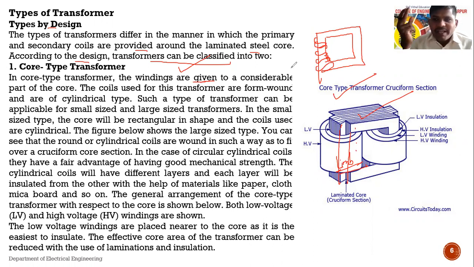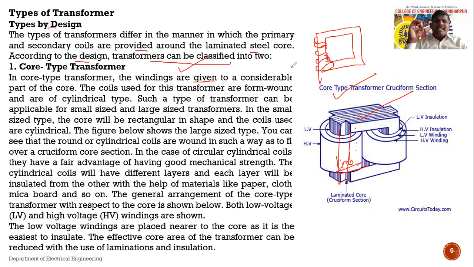कोरच्या भोवती वाइंडिंग वुंड केलेला आहे की वाइंडिंगच्या भोवती कोर वुंड केलेला आहे? कोरच्या भोवती वाइंडिंग. Okay, so this is the main difference between core type and shell type. So see, in case of core type, winding encircles the core. म्हणजे कोर भोवती आपण काय करतोय, वाइंडिंग वुंड करतोय. वाइंडिंग encircles the core. All of you keep in mind. So this is the most important part.